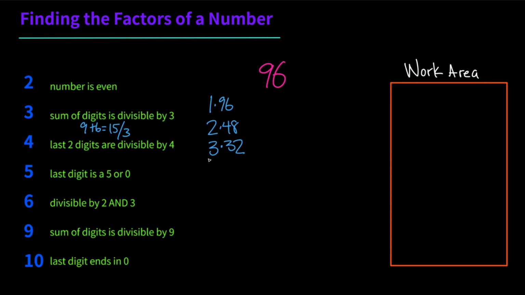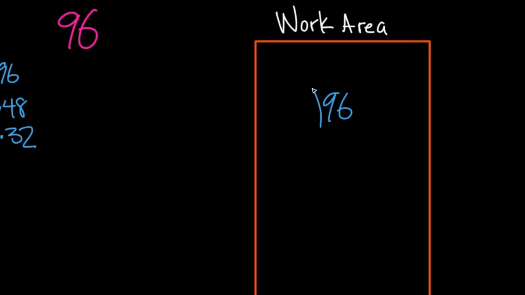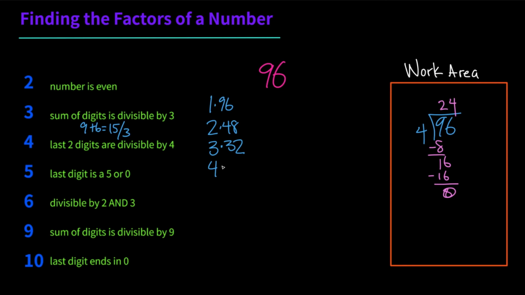After 3 is 4, we want to check to see if 96 is divisible by 4. This number is only made of 2 digits, so we have to do it by hand. 96 divided by 4. 4 goes into 9 2 times. 4 goes into 16 4 times. We see here that there's no remainder and it goes into it perfectly. We have another pair, 4 times 24.